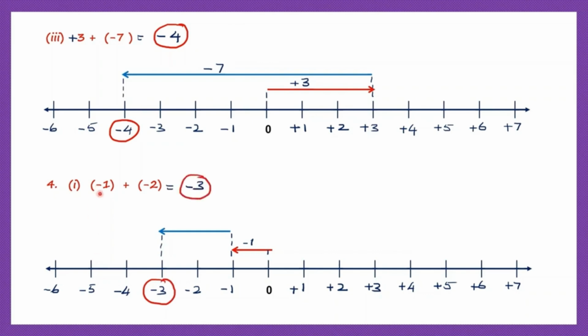So here signs are the same. Can you see, children? When signs are the same, you put the same sign and you add. Though it says minus 1 and minus 2, we are adding because the signs are the same. So here we have minus 3 and number line also has minus 3. So it's correct.